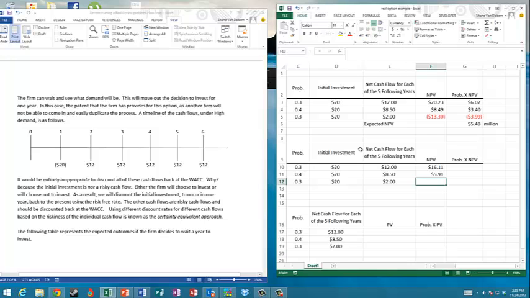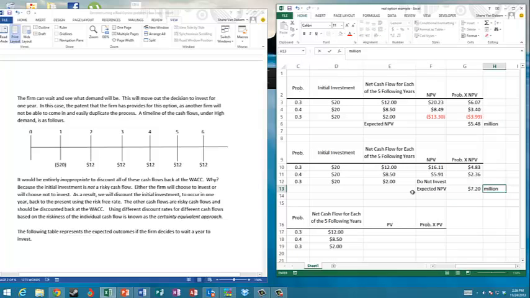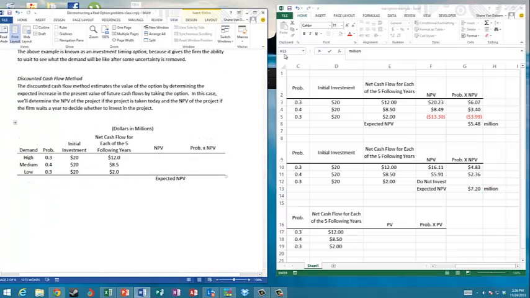And that's really the value of the investment timing option, is we get to see how things work out a little bit better, get an idea of what demand will be, and so we can choose not to invest and hopefully come out a little further ahead. We'll see how that works out here. So I'm going to multiply the probability by the NPV. I'll do that again here. And then in this case, we're simply not going to invest because our NPV was going to be negative. So our expected NPV is equal to $7.2 million. So I'm going to scroll up here and just fill in my table.